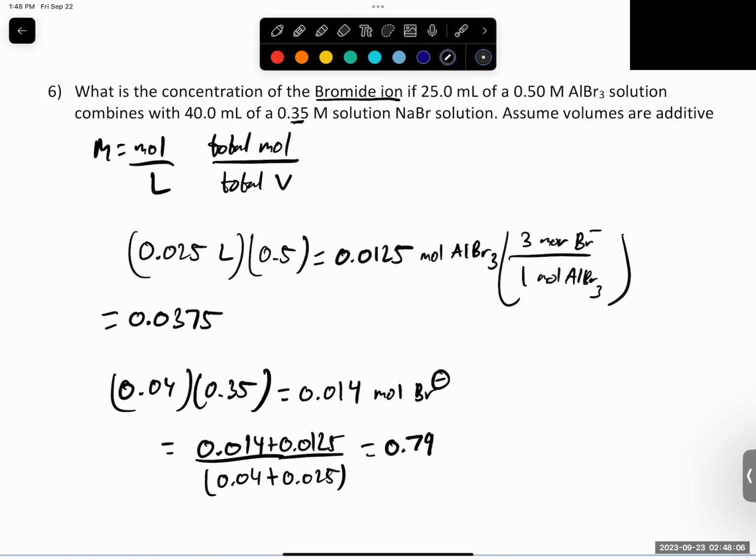Moles over liters, or molarity, or capital M. Yes. Yeah, the capital M means moles over liters. So same thing. All right. Any questions on that?